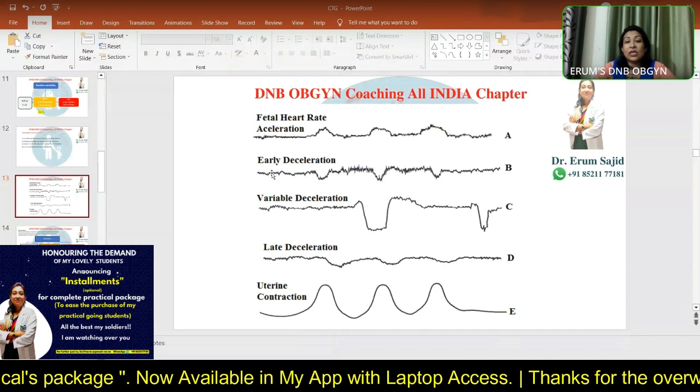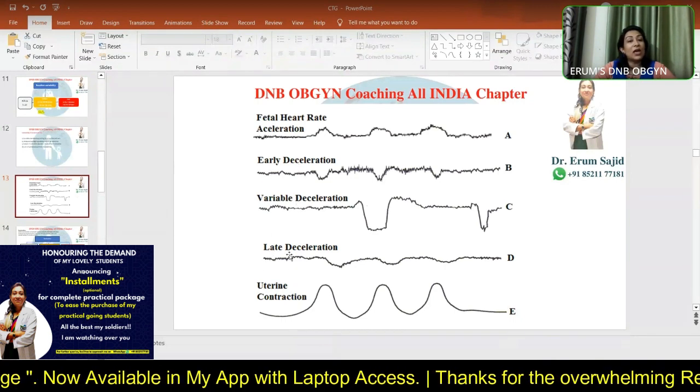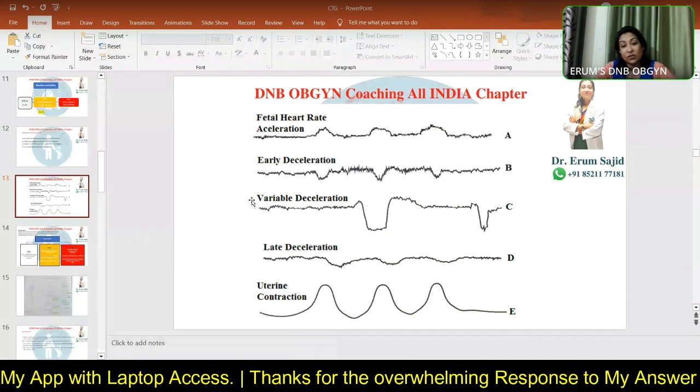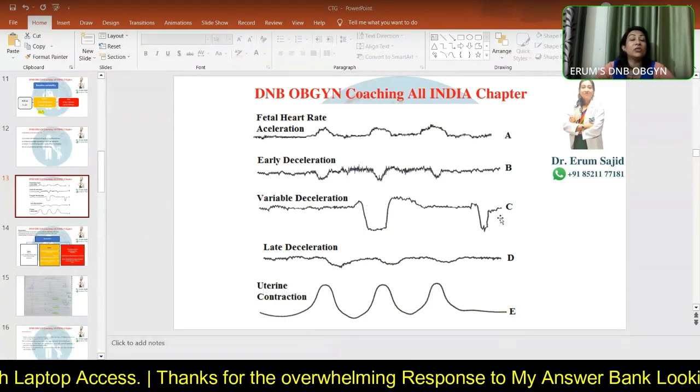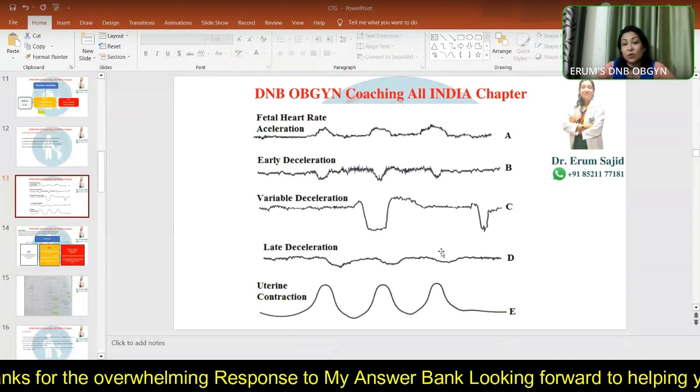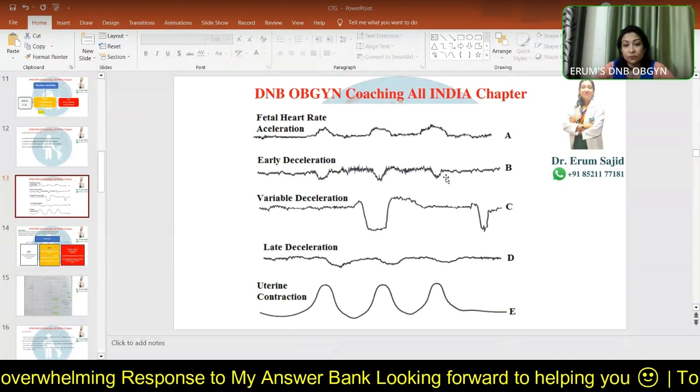So, early and late decelerations, how often do you find them? Mostly you see this category of decelerations, the variable decelerations. There's no set pattern. See, this contraction has come without any deceleration, so you don't know what's going on.